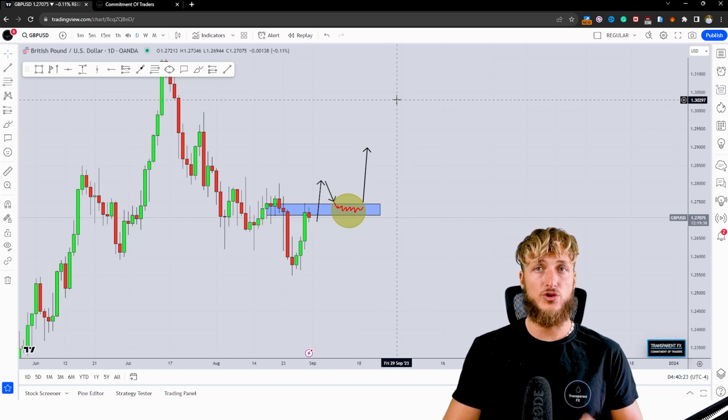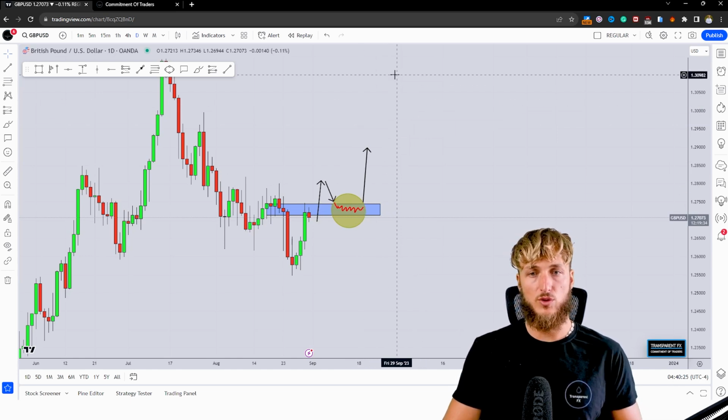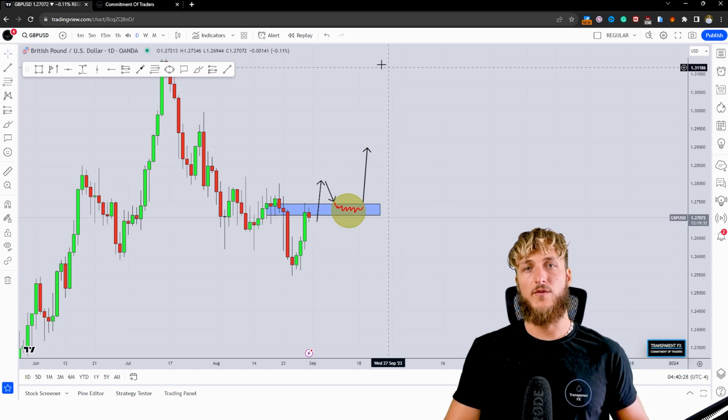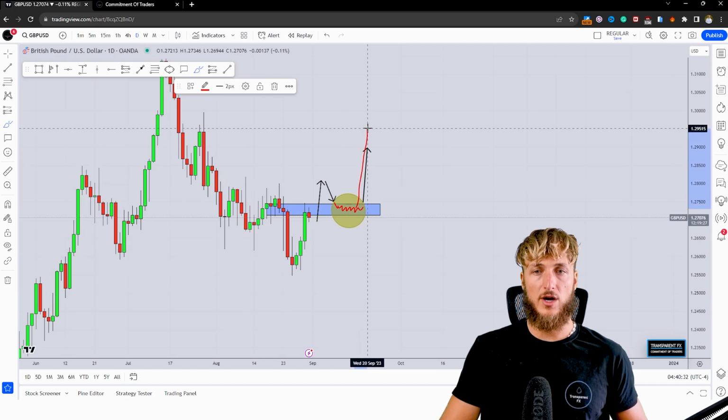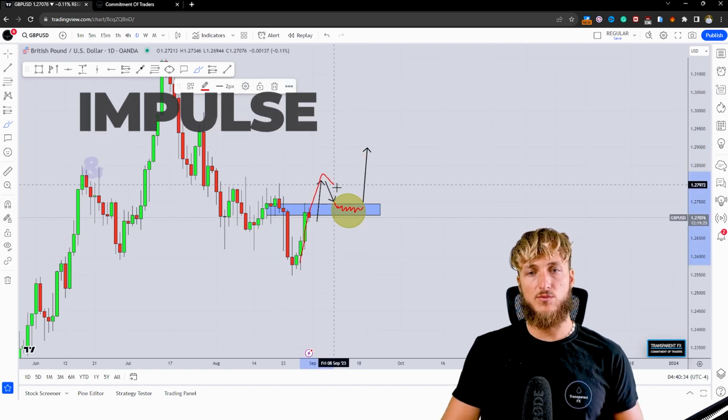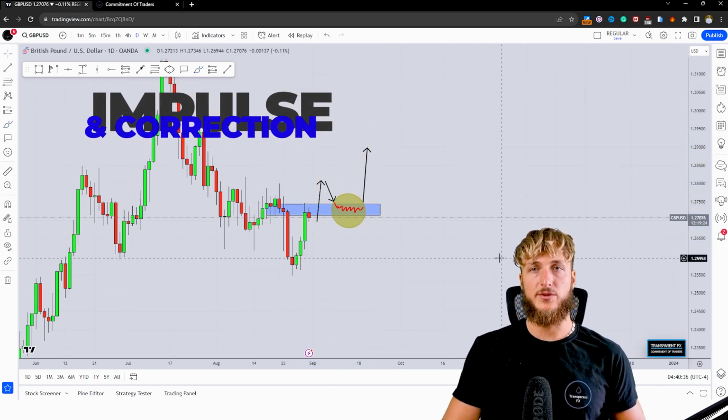And if the market shifts from an intraday bearish to a bullish market and provides us one of our valid entries, at that point we could be looking for a potential move higher for the market to complete this impulse correction and impulse pattern to the upside.